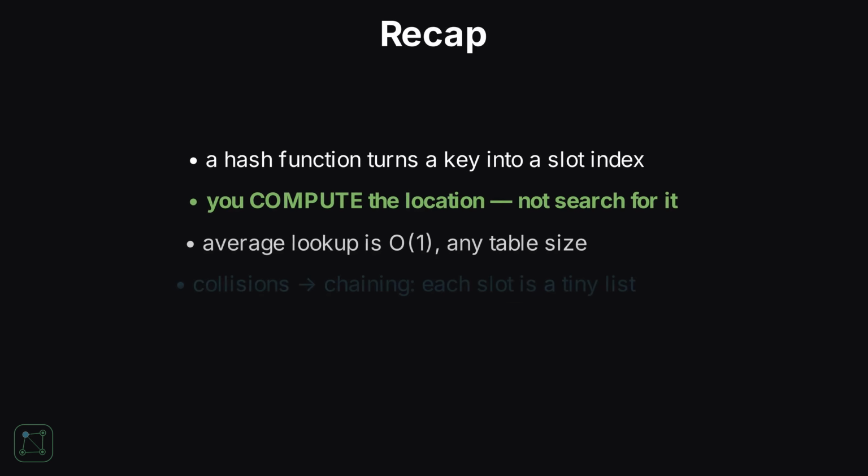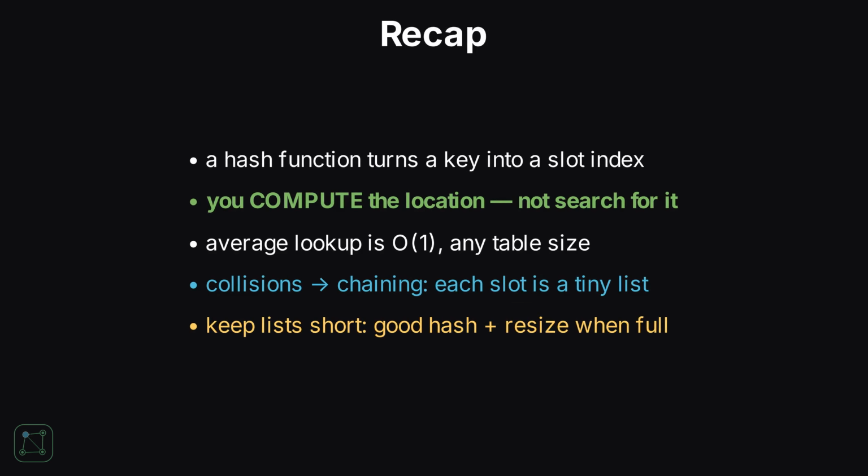Recap: a hash function turns a key into a slot index, so you compute a location instead of searching for it, constant time on average. Collisions are handled by chaining each slot into a tiny list. Keep those lists short with a good hash and by resizing when the table fills up.